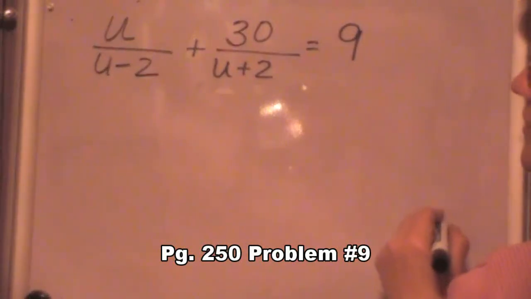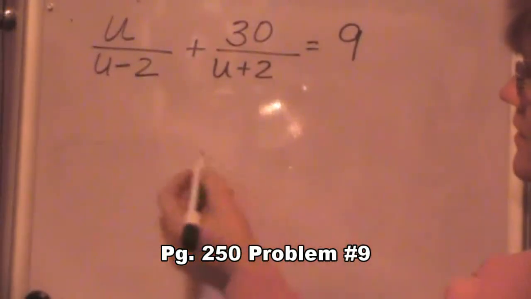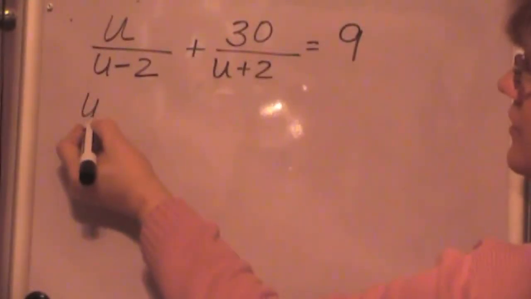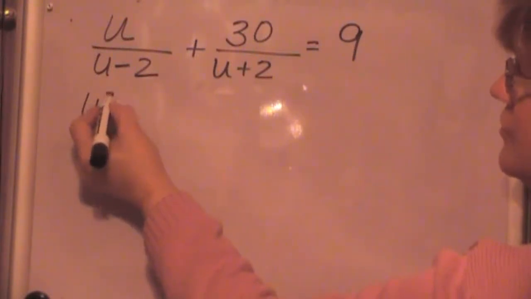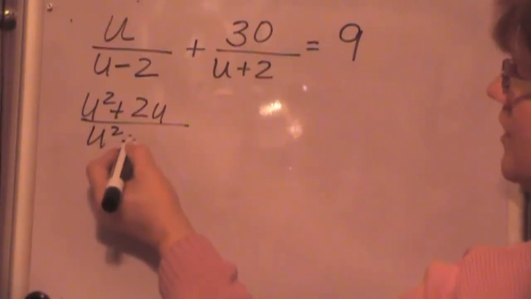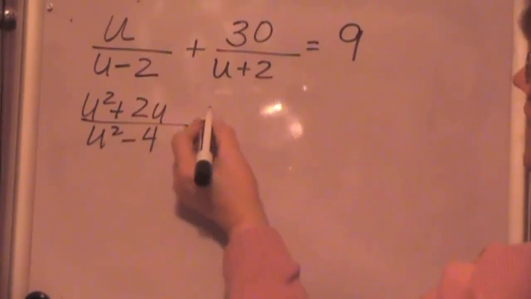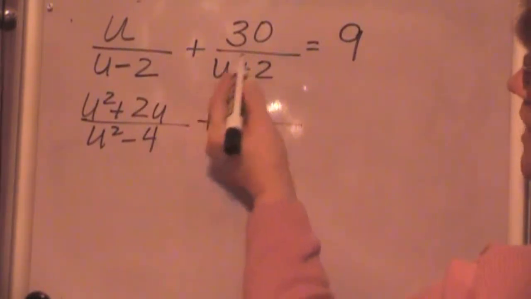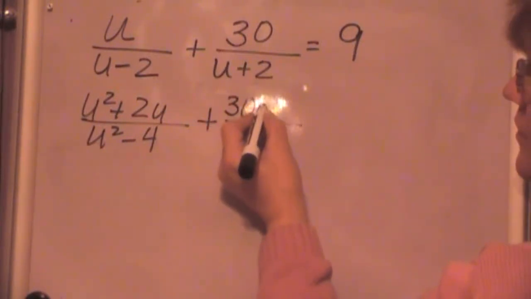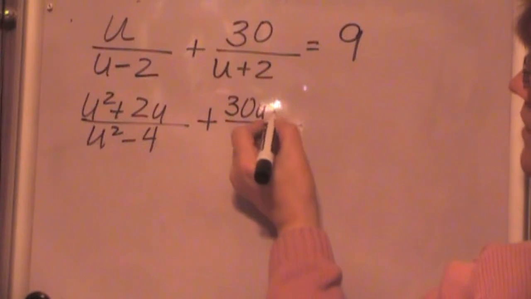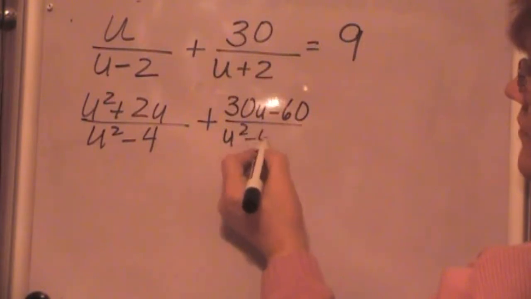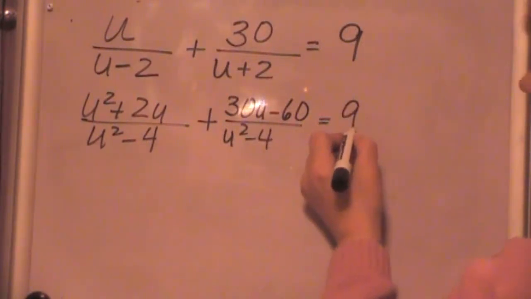Okay, for this problem you're going to have u squared minus 4, or basically you're going to multiply this fraction by u plus 2 over u plus 2. So you get u times u plus 2 gives you u squared plus 2u all over u squared minus 4, sorry. And this one you're going to multiply by u minus 2 over u minus 2. So 30u minus 60 over u squared minus 4 is equal to 9.